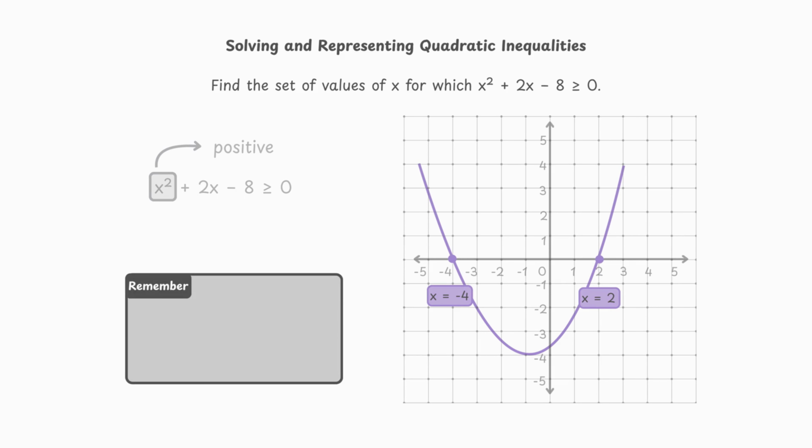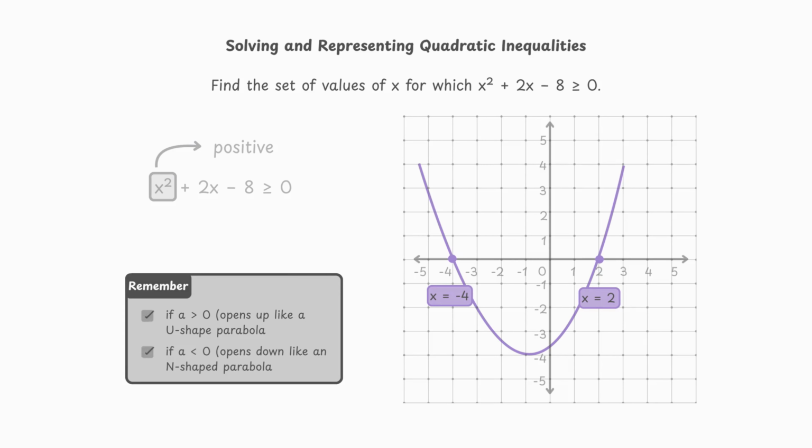Now here is an important idea to remember. If the graph opens upwards, like this one, the solution to greater than or equal to 0 will always be outside the roots. And if the graph were opening downwards, then the solution would be between the roots instead. So always think about the shape of the graph. It helps you decide which interval to choose.